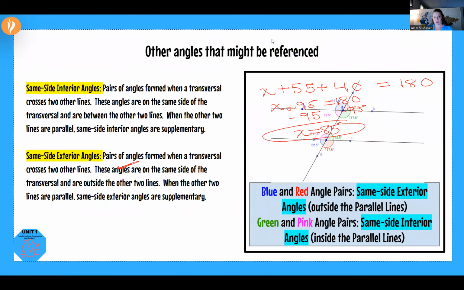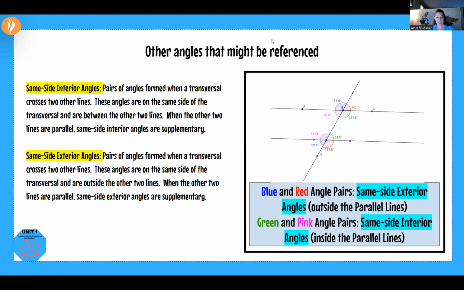All right, let me get rid of all my writing here. So we have, last week we didn't discuss same side interior and same side exterior angles. The way we get interior and exterior angles is still the same. It's either inside the parallel lines or outside the parallel lines. The only difference is these say same side instead of alternate.